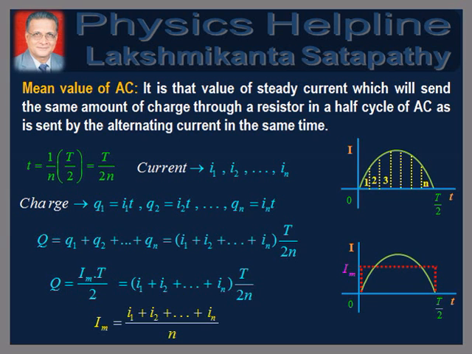If Im be the mean value of AC, then Q = Im into T/2, which gives Im into T/2 = (I1 + I2, etc. up to In) into T/2n, which implies Im = (I1 + I2, etc. up to In) divided by n. Therefore, mean value of AC is equal to the arithmetic mean of all the currents.